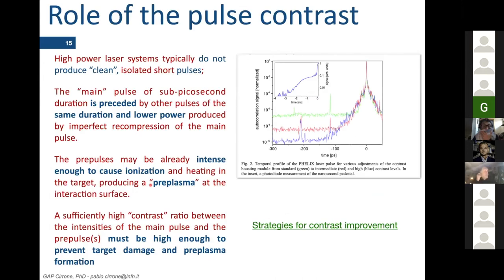I want to spend just 1 minute on the role of the pulse contrast. Sending laser light to a target is not the only thing we have to do to accelerate particles. There are many aspects that must be observed. One of these is that the laser pulse itself is intrinsically complex. You can see here, time zero is the moment at which we have the maximum energy in this pulse. But there are some spikes, called pre-pulses, and some slope that starts around 100 picoseconds before. This depends on the laser system, on the technology below.